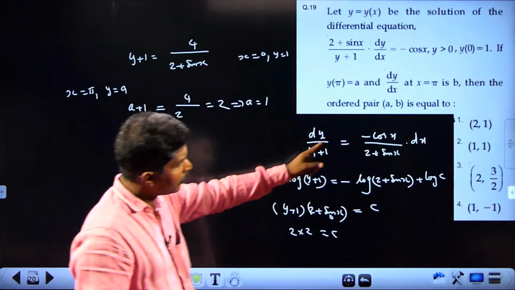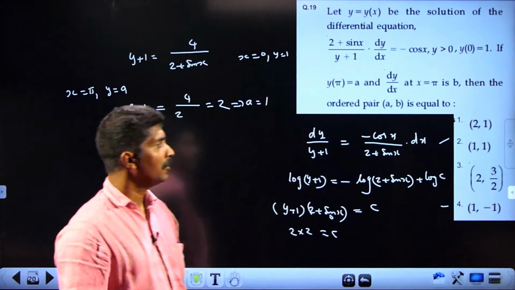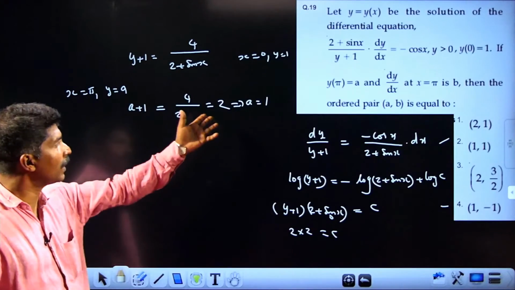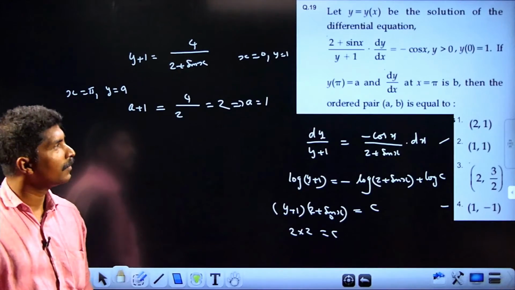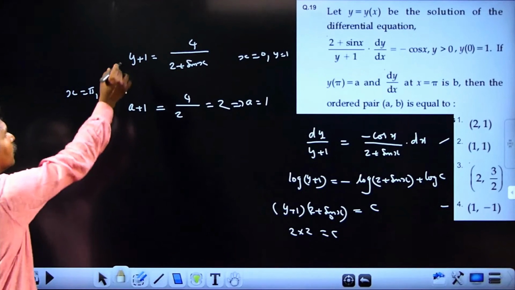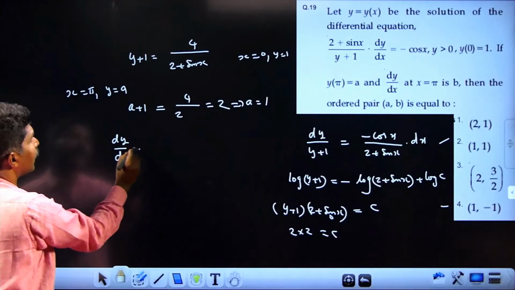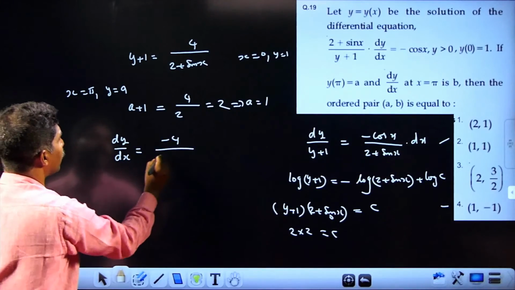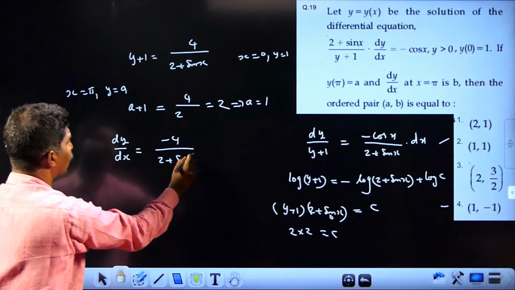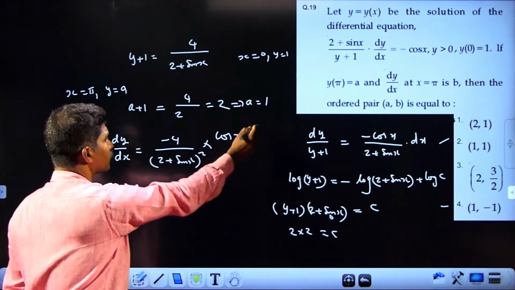Is there any answer? a equal to 1, there are two options, so you have to go for b also. Otherwise, we will stop here. For b, we have to find the derivative. dy by dx, so the derivative of y plus 1 is dy by dx. dy by dx is equal to negative 4 divided by (2 plus sin x) the whole square, into the derivative of sin x, which is cos x.